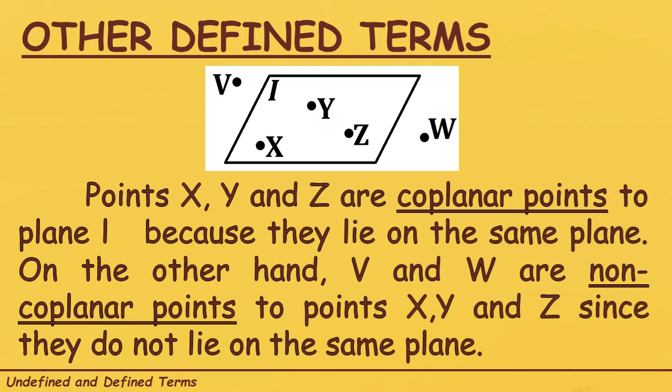On the other hand, V and W are non-coplanar points to points X, Y, and Z since they do not lie on the same plane. Kung meron tayong coplanar points, meron naman tayong tinatawag na non-coplanar points. Ang points V at W ay nasa labas ng plane I. Therefore, points V and W are non-coplanar points to points X, Y, and Z. Kasi nasa labas sila eh. Wala sila sa iisang plane.